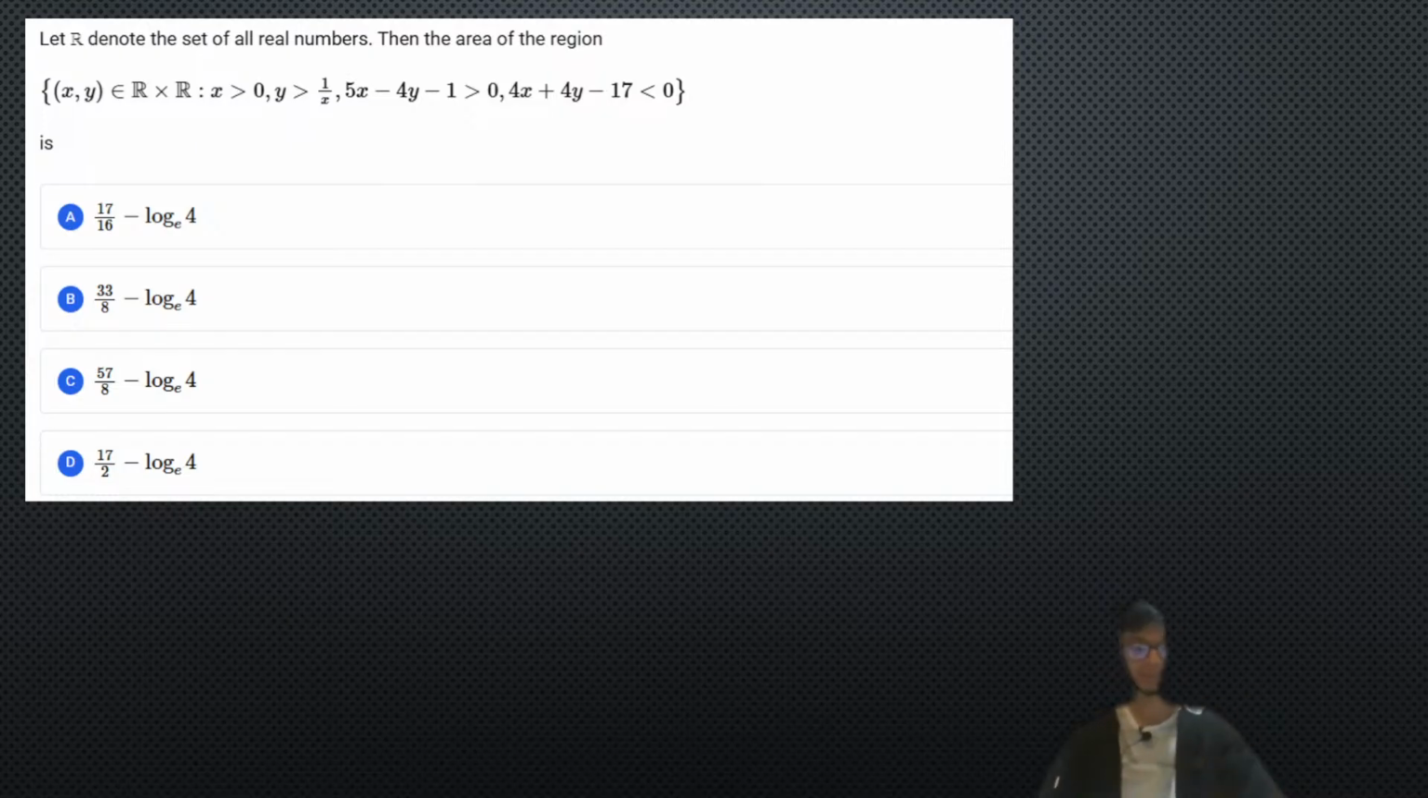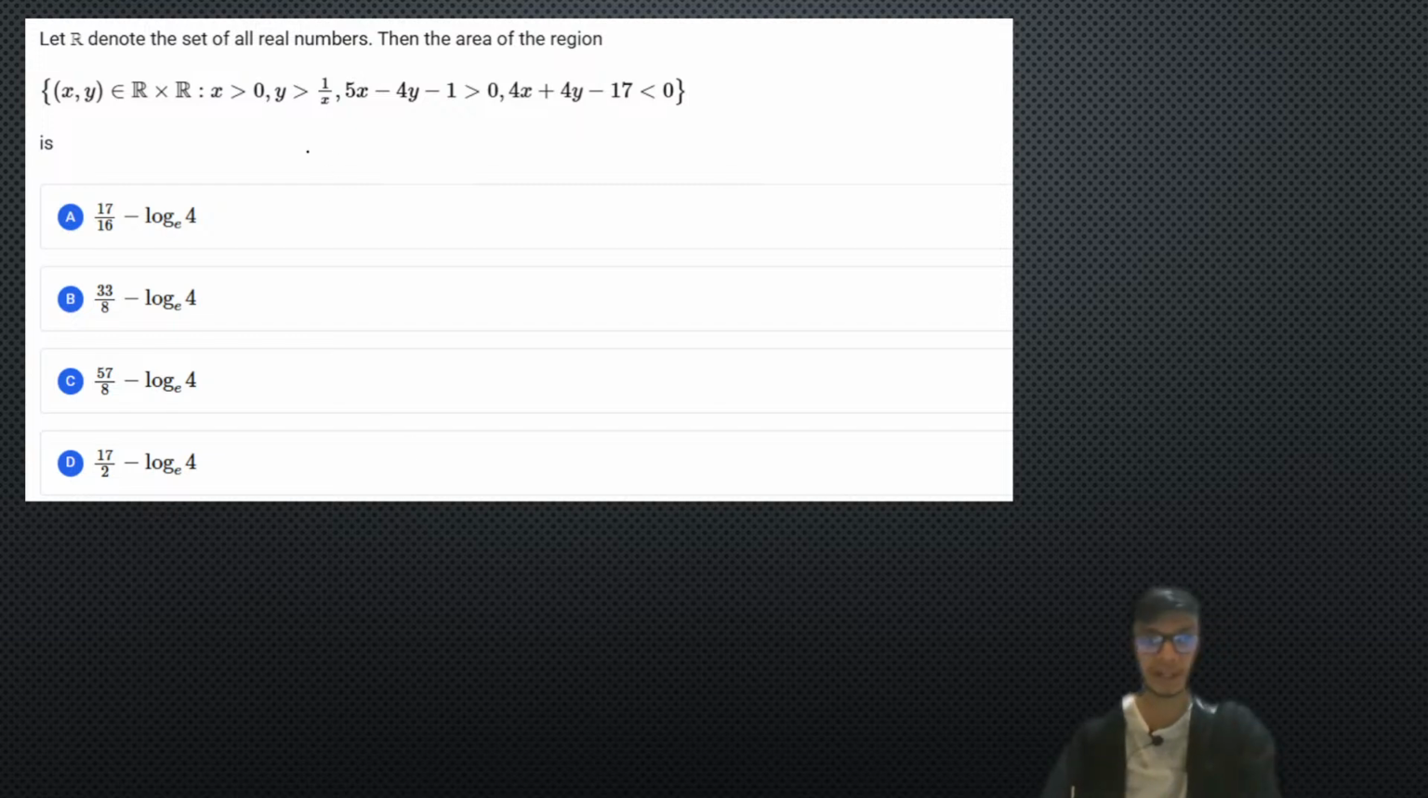Again, a very simple problem. Just try to figure out the graph, just try to figure out the region which is being asked, and from the region, even without doing the integration, we can get the result. So if you just use some tricks, then we can also get the result directly. Okay, so let's see how we can do that.